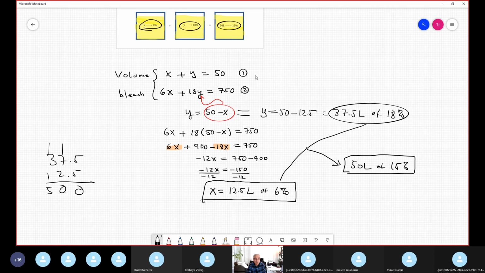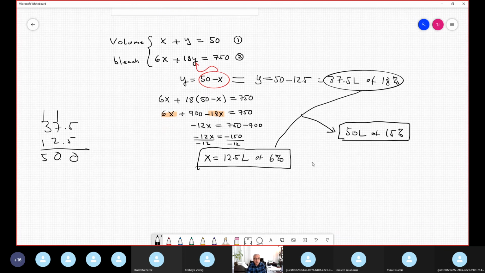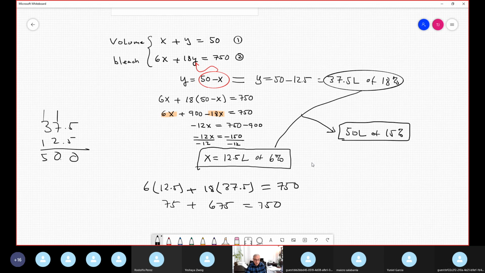And the concentration equation, well, okay, let's do it. You multiply 6 times 12.5 plus 18 times 37.5 should be 750. You put it in a calculator, wow, I get that. This is 75, this is 675, together is 750. It's true. This checking is not mandatory. Okay, the answer I need is this and that.